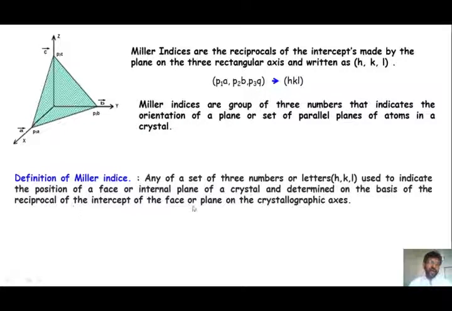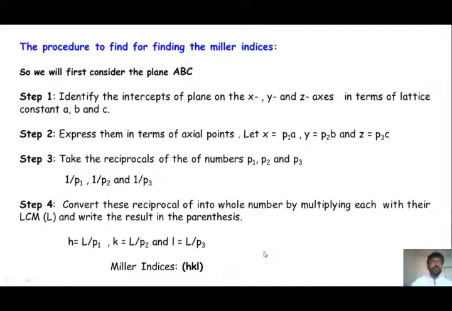And we can define the Miller indices: any of a set of three numbers or letters h k l used to indicate the position of a face or the internal plane of a crystal, determined on the basis of the reciprocals of the intercepts of the face or the plane on the crystallographic axes. So now we can obtain the orientation of every plane inside the crystal, inside the lattice, inside the unit cell, in terms of the Miller indices.